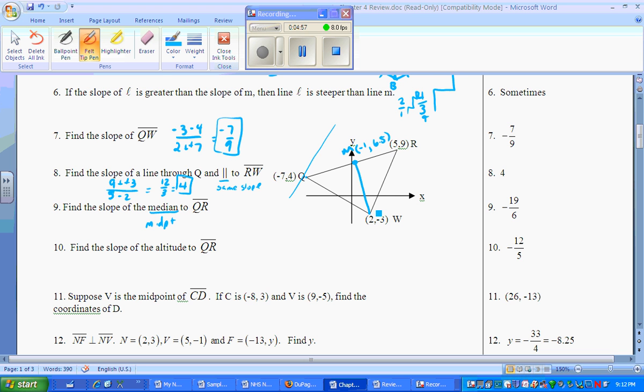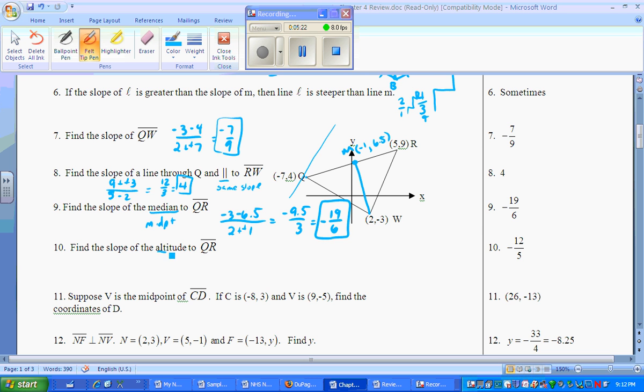Now we need to find the slope here. I would do -3 minus 6.5 all over 2 minus negative 1. So we get negative 9.5 over 3. Get out your calculator. Reduces to 19 over negative 6.